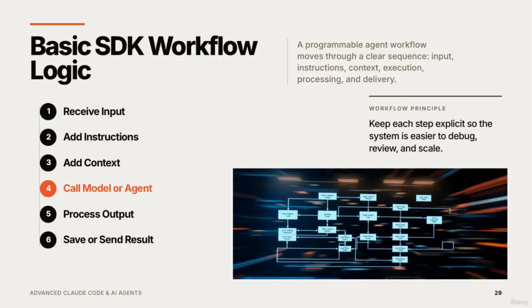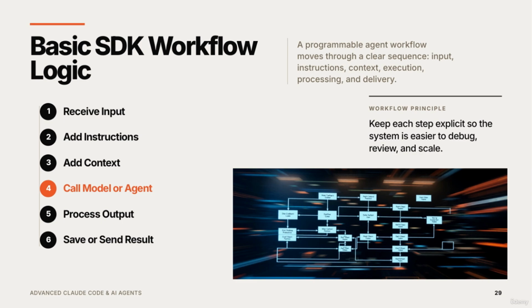Here, we see the basic workflow logic for a programmable agent using the SDK. The process follows a clear sequence of steps that ensures smooth operation and easy management. First, the system receives input, which is the initial data or request that the agent needs to work on. Next, instructions are added. These guide the agent on how to handle the input or what actions to take. After that, relevant context is included to provide additional background or information that might affect the agent's decisions.